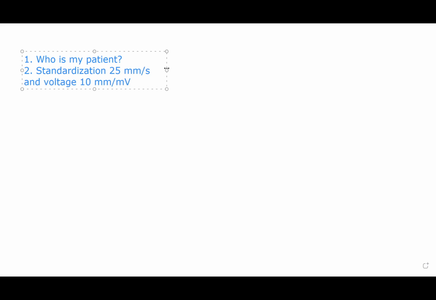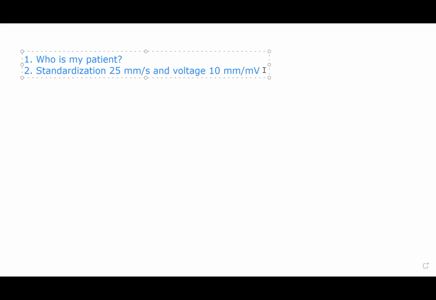So why is this important? Because every single conclusion that you take, including the heart rate, depends on that standardization. If for some reason somebody changed the setting of the EKG machine and placed the trace that way, then it's going to be completely different from what you would see in the usual 25 and 10. So always take a look at that.